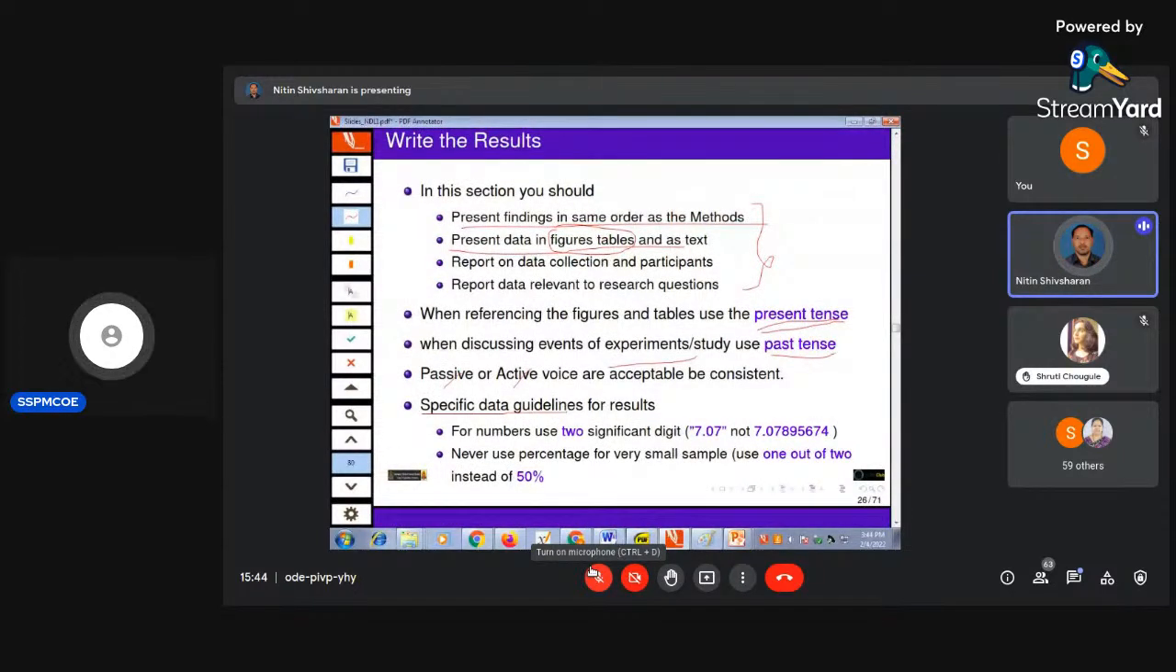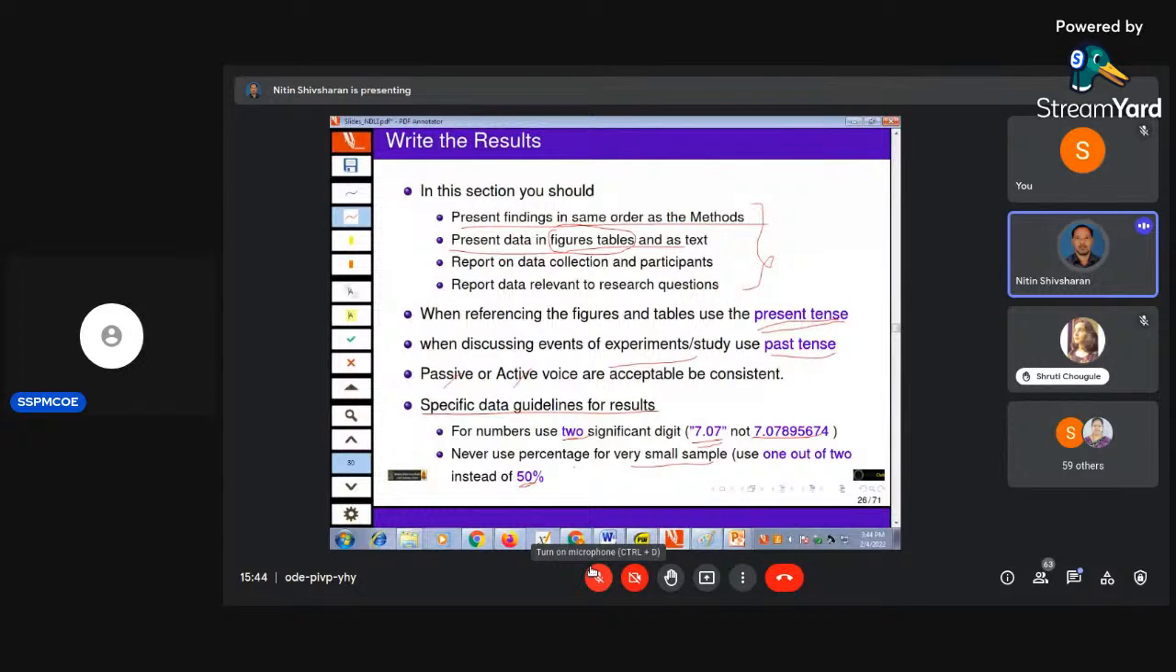Specific data guidelines for the result section. If you are writing a result section in your research paper, for numbers use two significant digits. Never use a percentage for very small samples. For example, write 1 out of 2 instead of 50%.